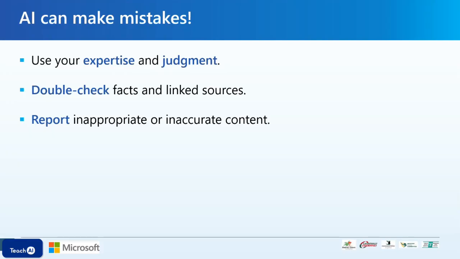And I think the key thing to remember when we're using AI tools, and particularly when we're prompting, is that AI can make mistakes. And it's really, really important that we use our expertise and judgment. We double check facts and link sources before we make decisions or take actions. And it's important that we report inappropriate or inaccurate content using the flagging features that are available on each of the tools that are there.